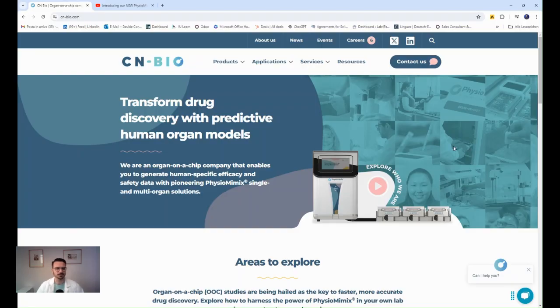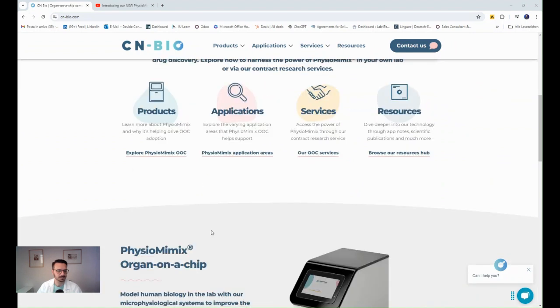The next company that we will compare is CN Bio. CN Bio has a quite sophisticated kind of platform. They say they are the market leaders. De facto, they are quite well connected. They are used by a lot of different companies.